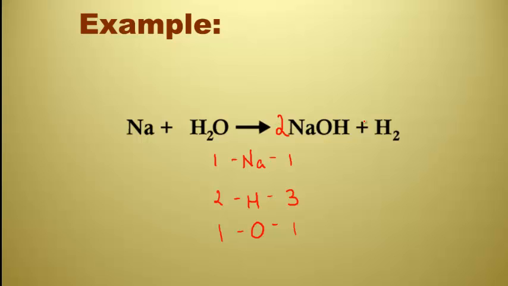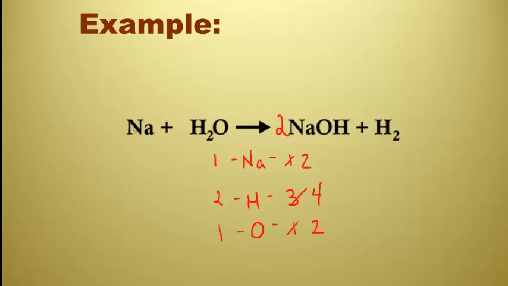That way it's going to make the number of hydrogens even. All right, there's going to be 4 hydrogens here. That changed my sodiums and it changed my oxygens. There's 2 of each. So now I have to fix all of my elements still.